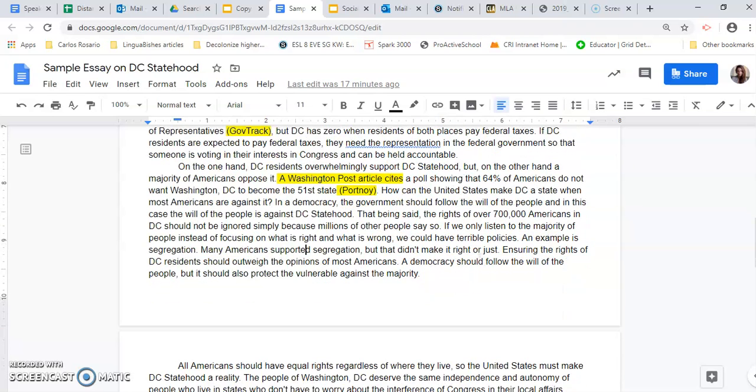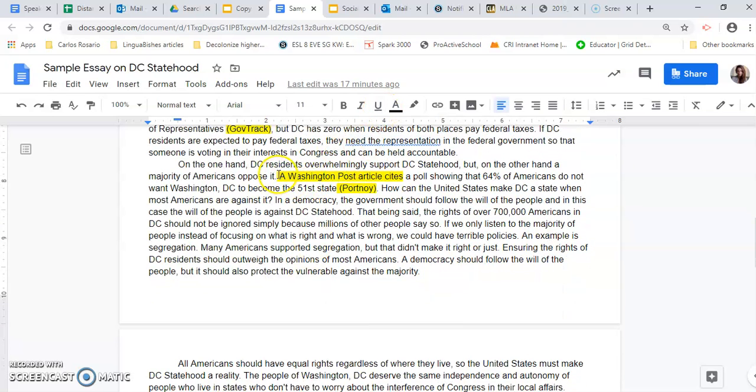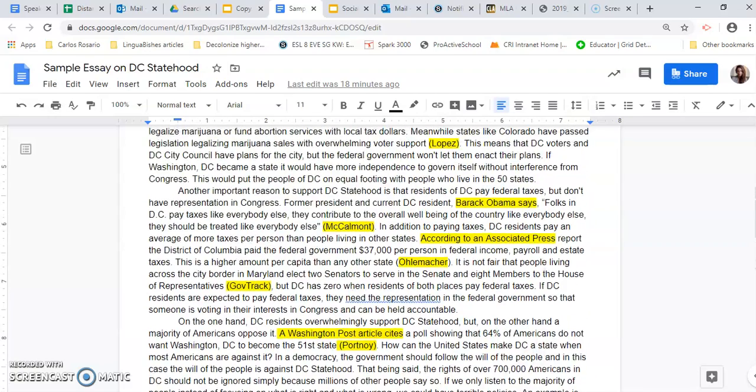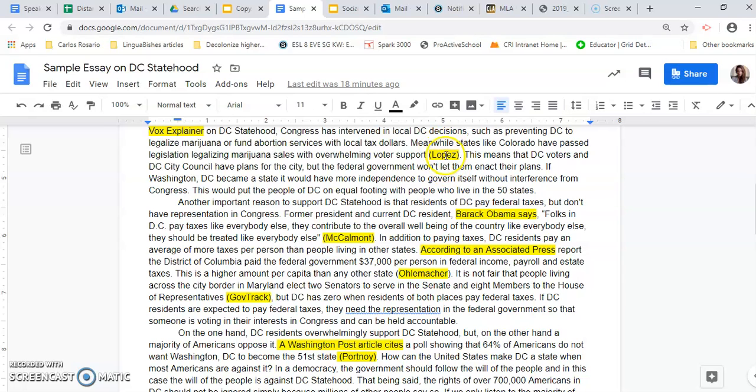My final piece of evidence is from a Washington Post article. So I say a Washington Post article cites, blah, blah, blah, blah, blah. And again, you see the name of the author, the last name of the author in parentheses. So the main things for in-text citations are have the name of the author in parentheses near the information you are citing, whether you're quoting or paraphrasing. And if you think it's helpful, you can also include the name of the publication, such as according to an Associated Press report or a Washington Post article cites, blah, blah, blah.